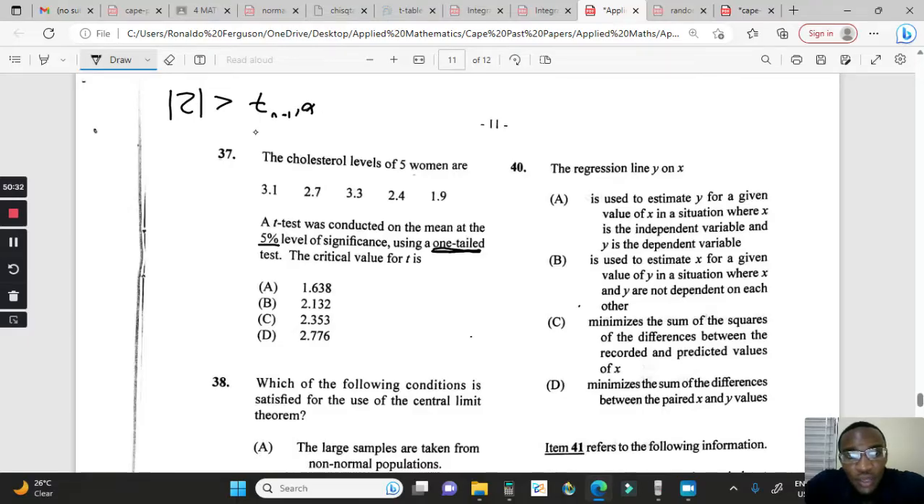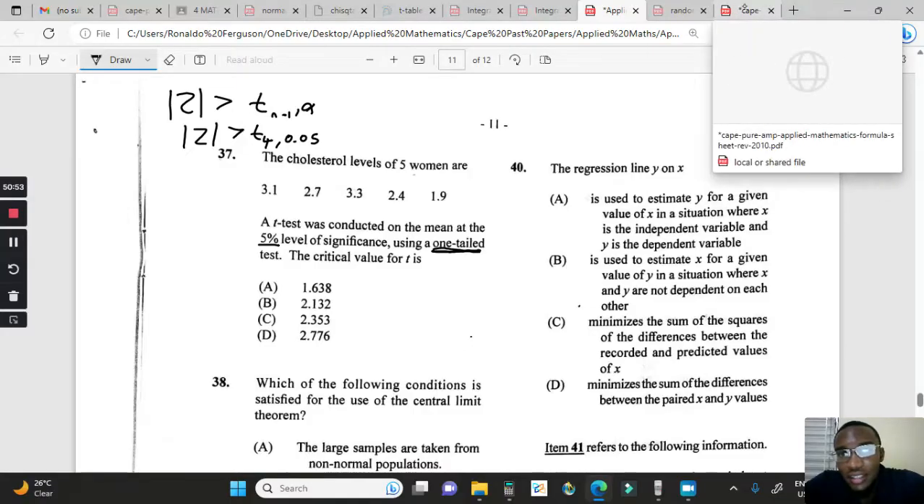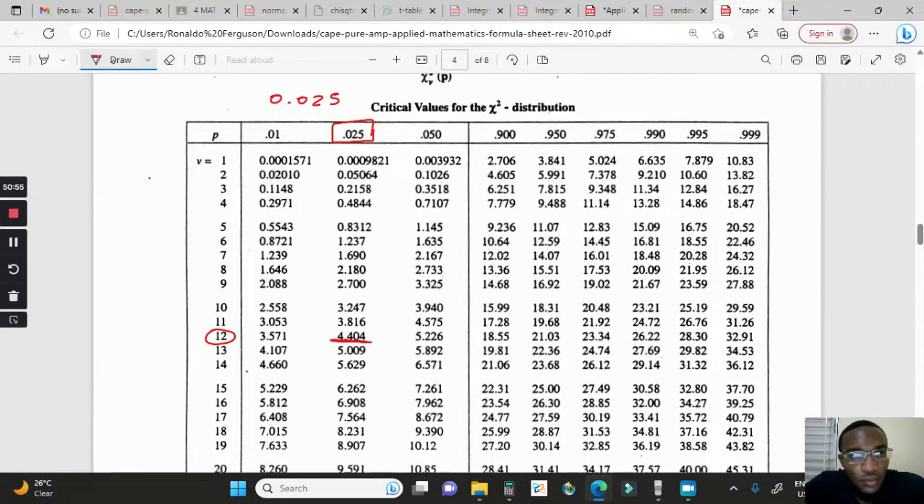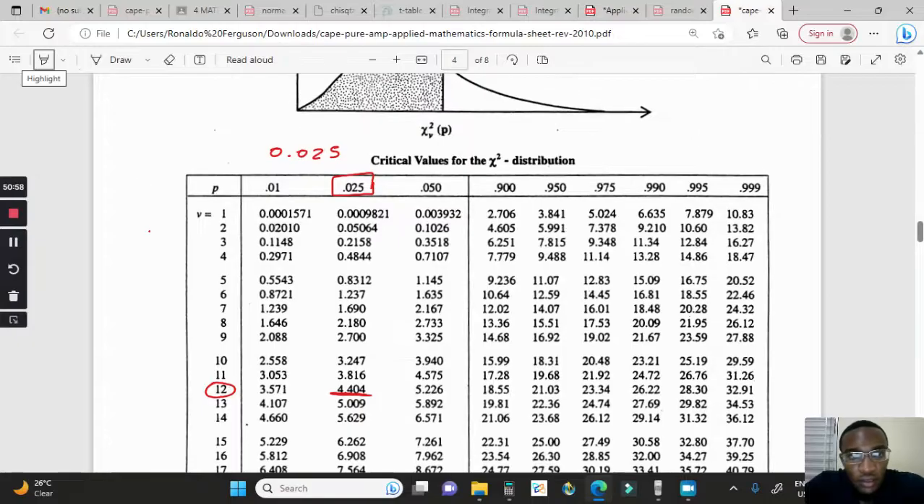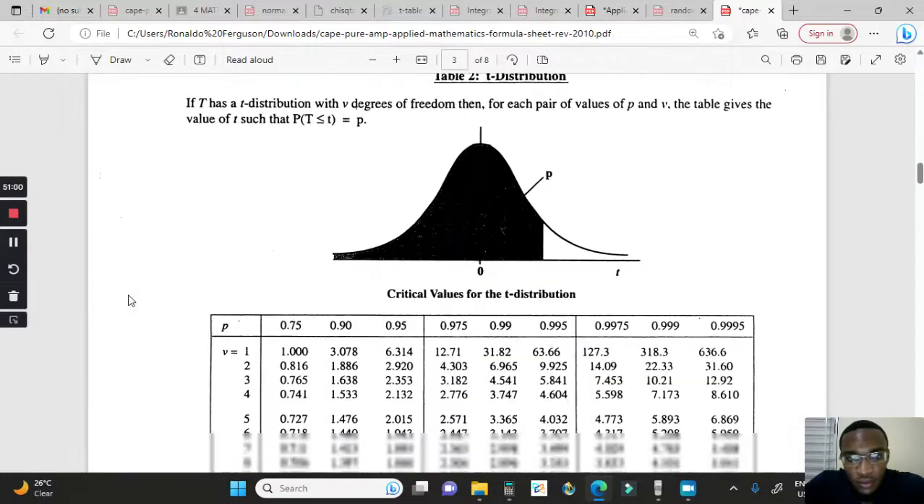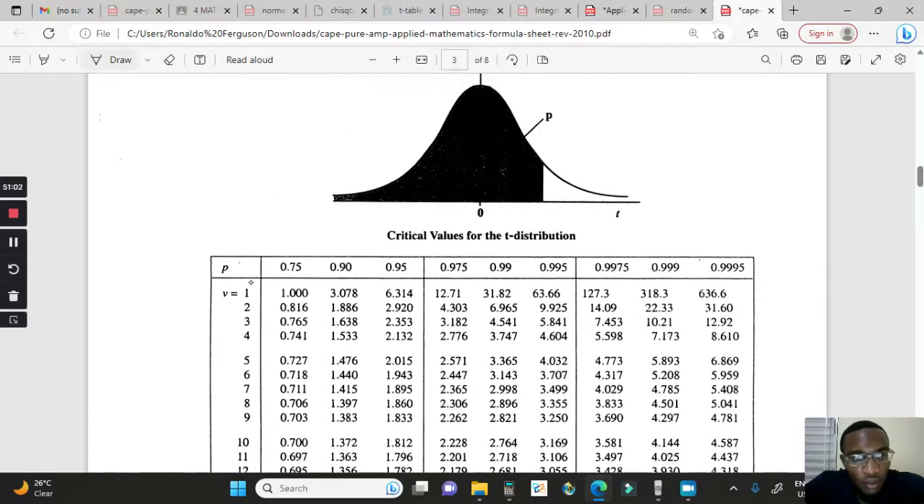So 5 minus 1 is 4. We're looking at t with 4 degrees of freedom at the 5% significance level. I should have written t here. That would be the rejection region, but this would also be our critical value. So we're looking for t 4, 0.05. Here we go: 4 degrees of freedom, one-tail test.